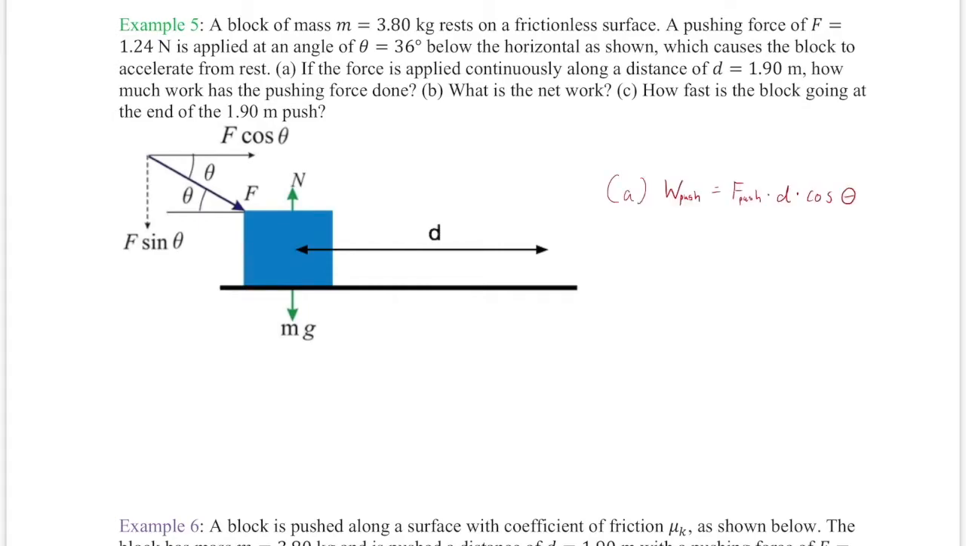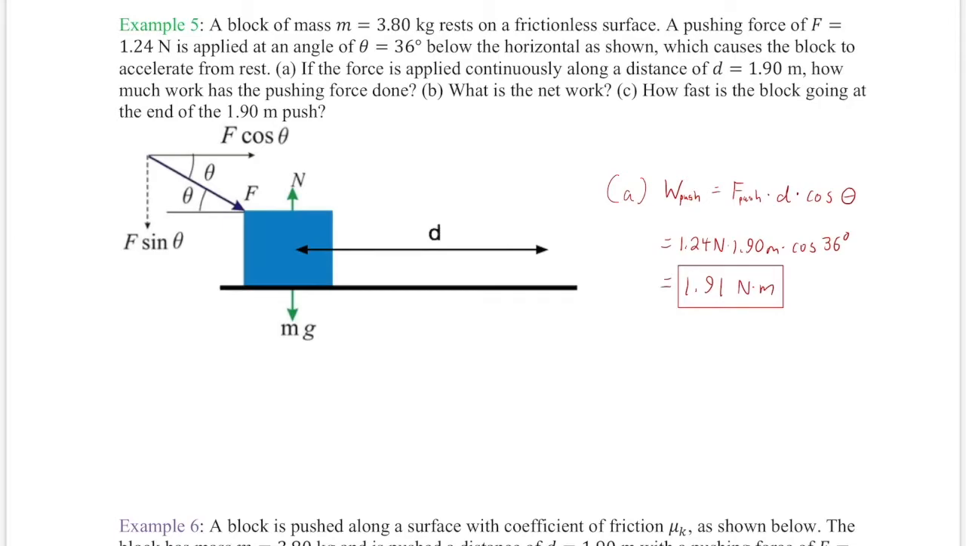Okay, so we'll simply take a look at the definition of work here. F push times displacement times cosine of the angle between the two. In this case, that's theta. And that just ends up being the following, or 1.91 Newton meters. Okay, I could have written joules, but I mixed it up and used the units of Newton meters. Totally valid. Now in part B, what is the net work?